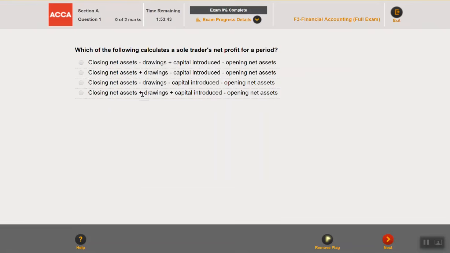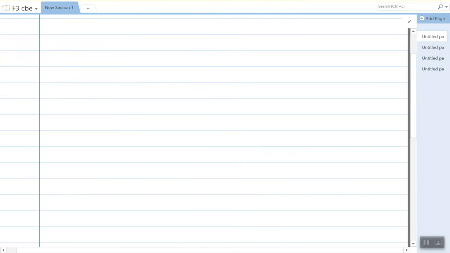Which of the following calculates a sole trader's net profit for the period? We have closing net assets minus drawings plus capital introduced minus opening net assets. Okay, this is an accounting equation question. So the best way to answer an accounting equation question is to open a capital account. So what I'm going to do, I'm going to draw a capital account.